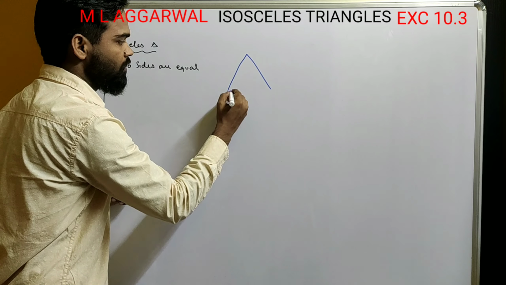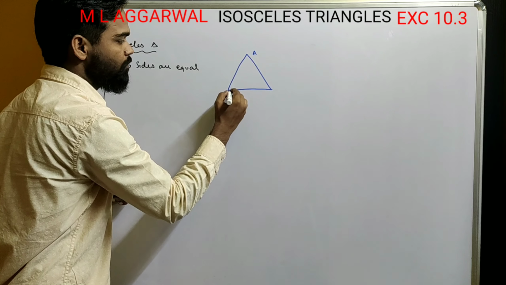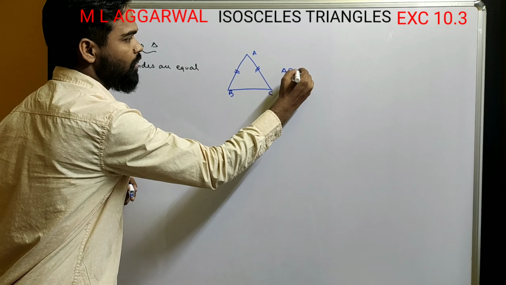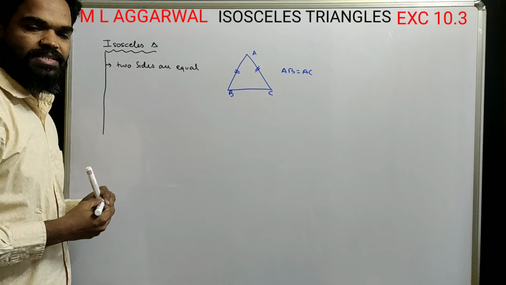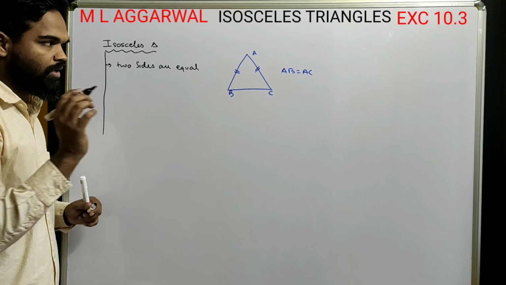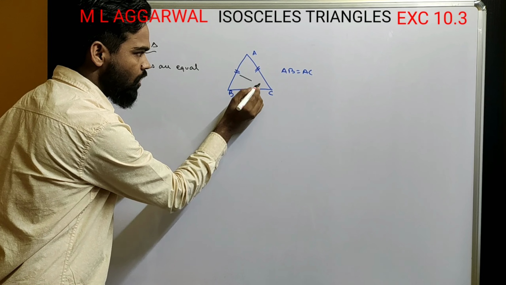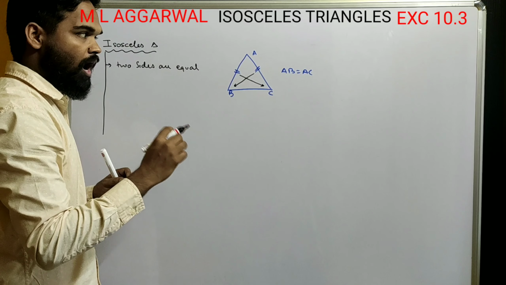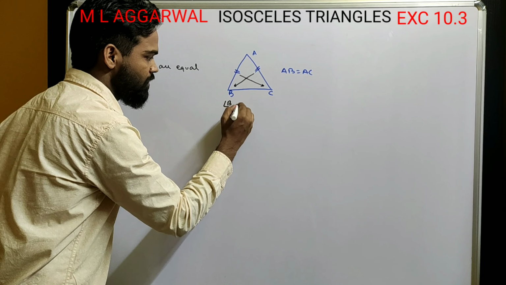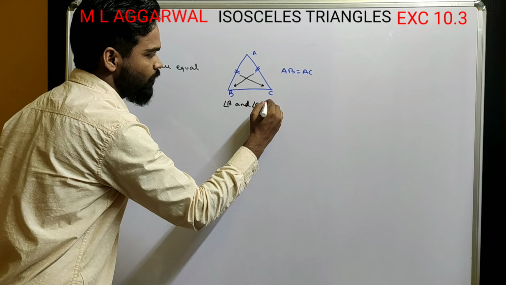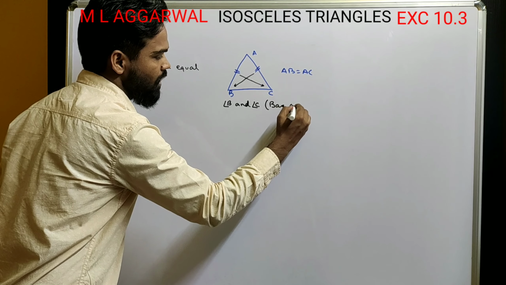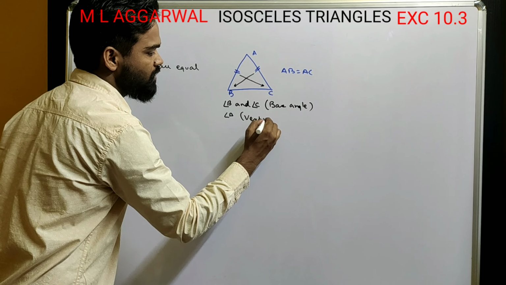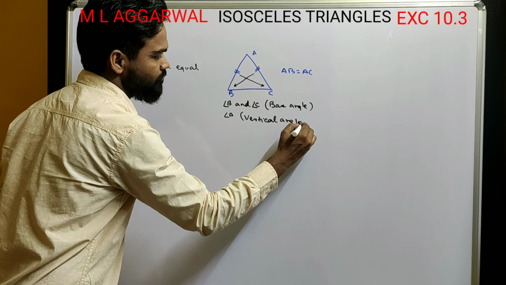Suppose we take a triangle ABC and I say that AB is equal to AC. Then triangle ABC is your isosceles triangle. Now the angles opposite to the equal sides are known as base angles, which means angle B and angle C are known as base angles, and angle A in this case is known as vertical angle.